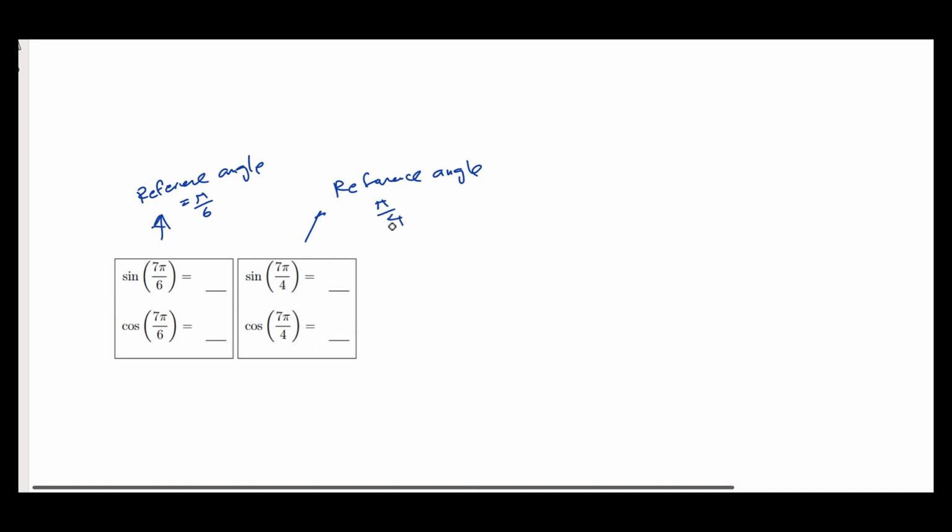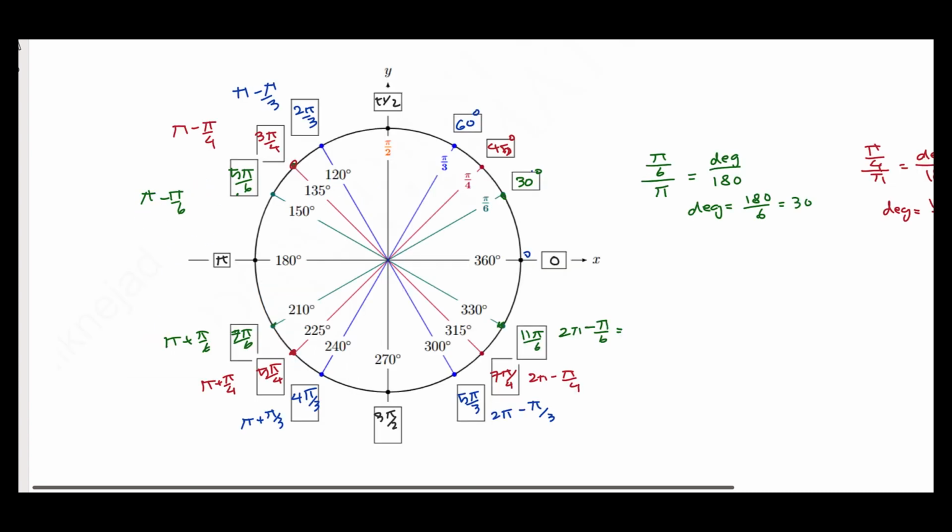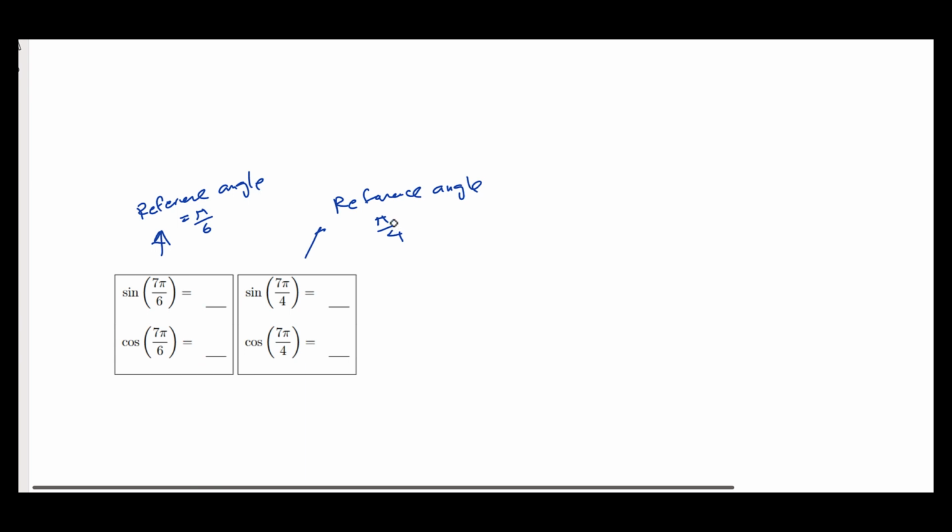Now let's go back to the unit circle. Where do I see 7π/6? That would be the third quadrant. And where do I see 7π/4? That's the fourth quadrant. So let's go back and put that in. The reference angle is π/4, but the quadrant is the fourth quadrant. This one is π/6. The quadrant is third.